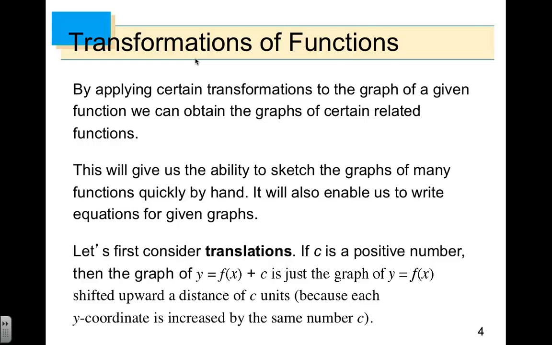If c is a positive number, then the graph of y equals f of x plus c is just the graph of f of x shifted upwards a distance of c units, because each y coordinate is increased by the same number c.